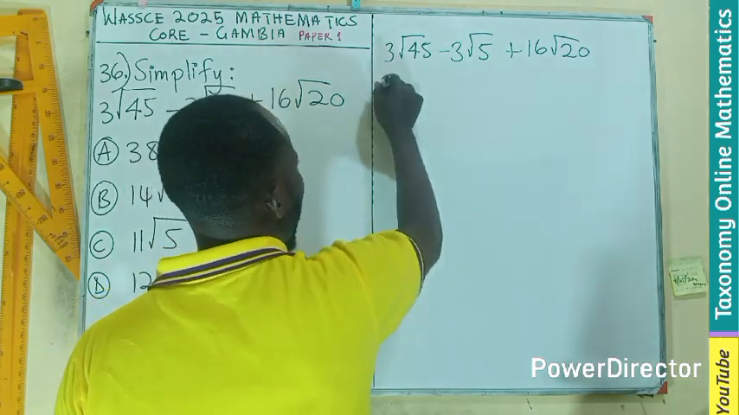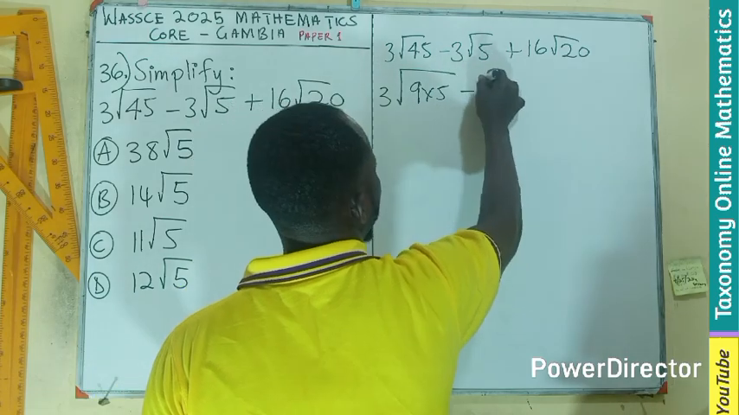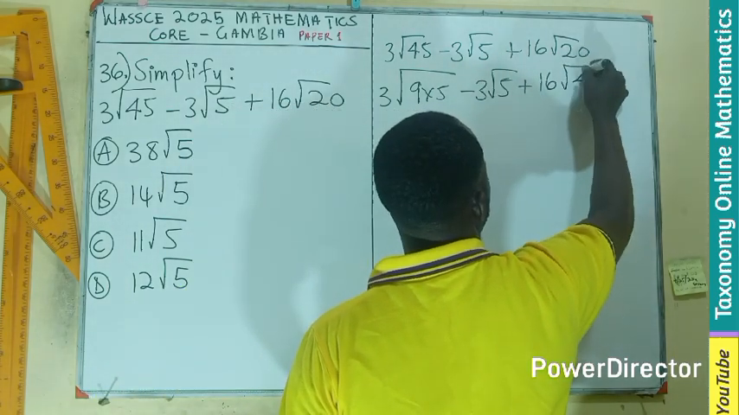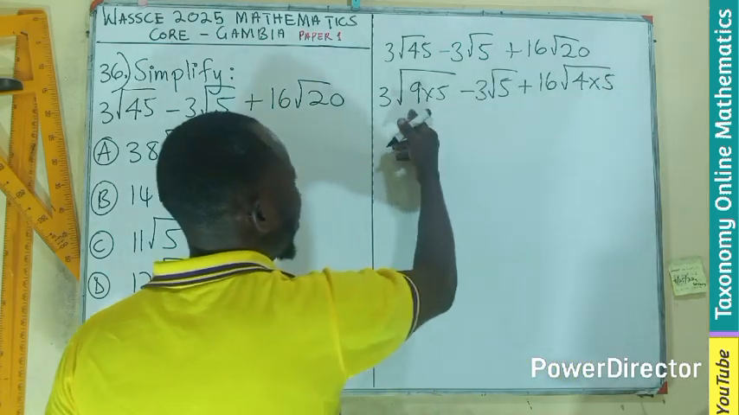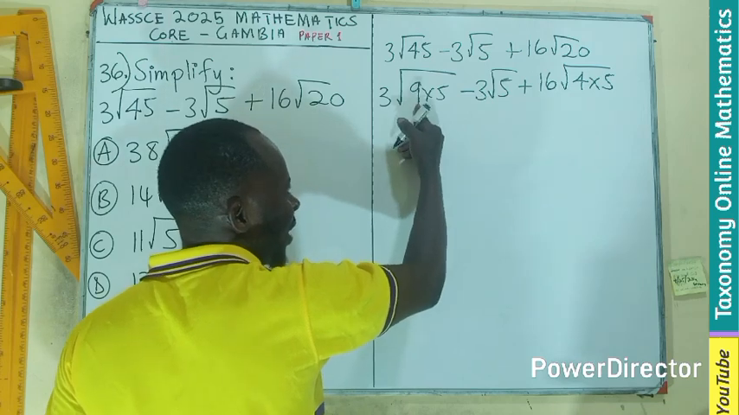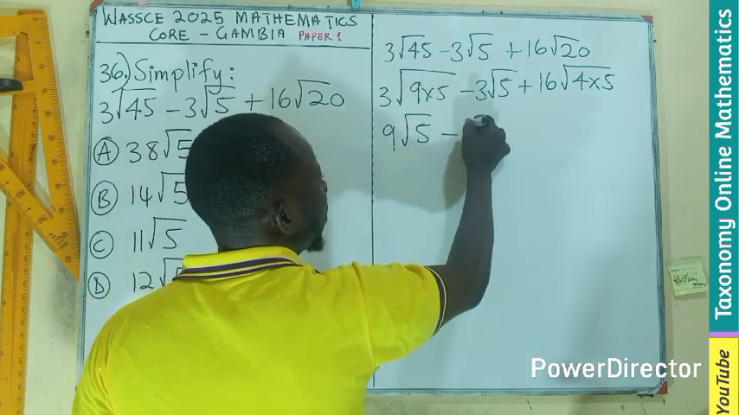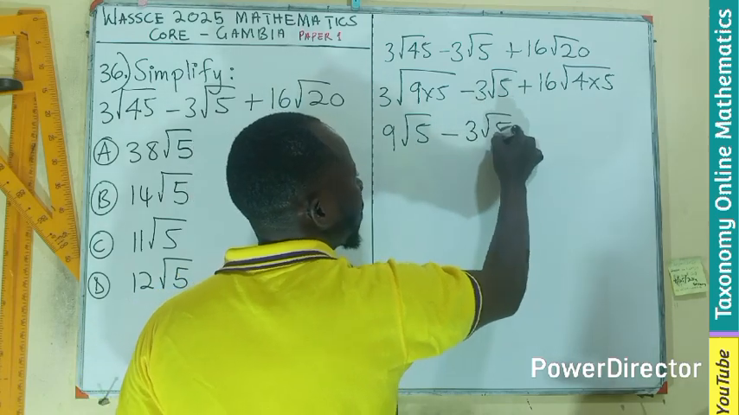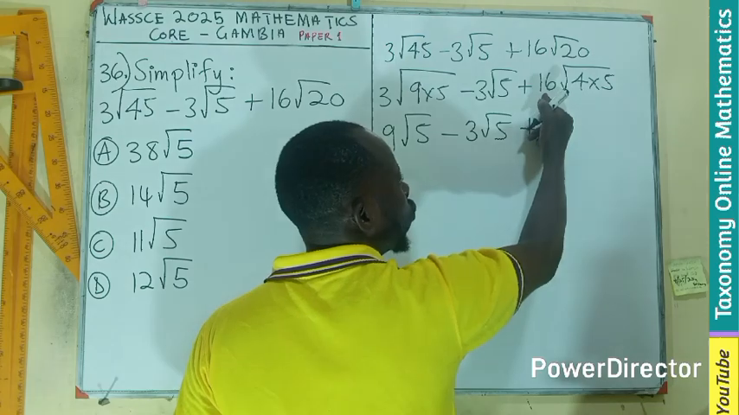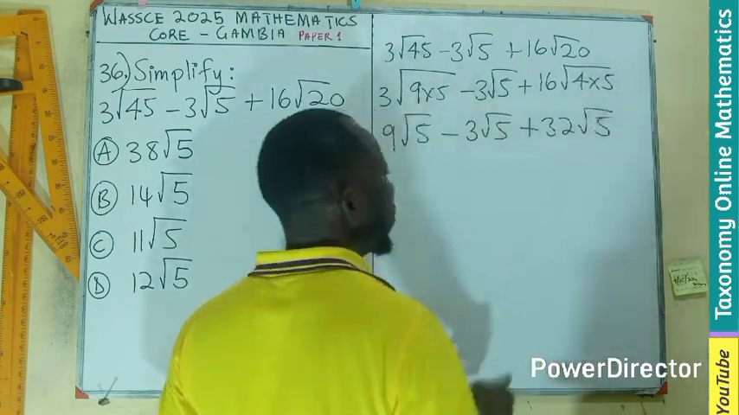So right away, I have my 3 with the root of 9 times 5, minus 3 root 5, plus 16 the root of 4 times 5. We split the root on them. So this is going to be root 9, which is 3. 3 times 3, 9, leaving root 5. Then minus 3 root 5, plus root of 4, 2. 2 times 16, 32, leaving root 5.